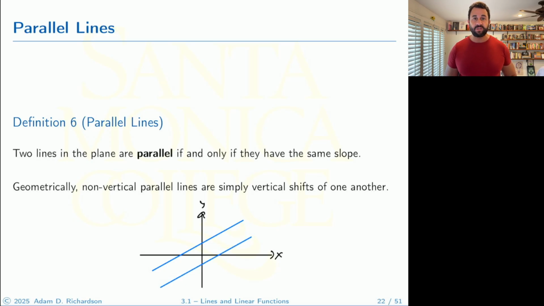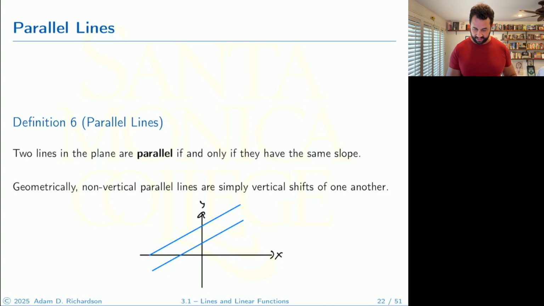What is the difference between those two lines? They're just vertical shifts of each other. So this lower line right here is just this line right here shifted down a little bit or shifted up a little bit. So parallel lines in the plane, at least non-vertical parallel lines in the plane, they're just vertical shifts. That's it. So that's why the slopes are the same.